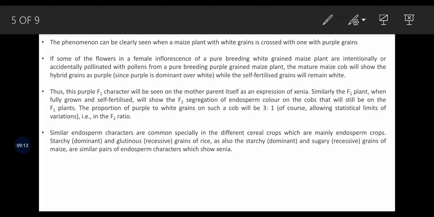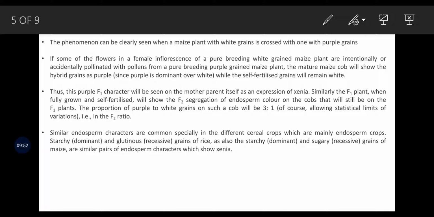The phenomenon can be clearly seen when a maize plant with white grains is crossed with one with purple grains. It is not necessary that you take a particular color of pollen source, but if it is dark colored, you can clearly distinguish the effect. If some of the flowers in the female inflorescence of a pure breeding white-grained maize plant are intentionally or accidentally pollinated with pollen from a pure breeding purple-grained maize plant, the maize cob will show the hybrid grain as purple.